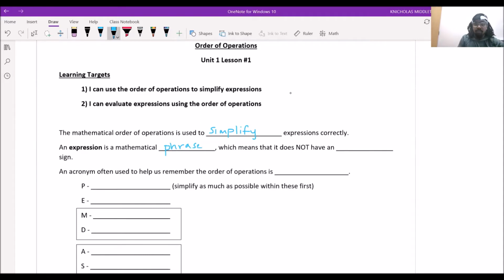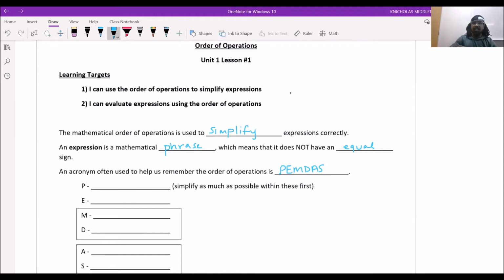Which means that it does not have an equal sign. It's not a mathematical sentence, because a mathematical sentence has an equal sign, but it's a mathematical phrase, like a piece. An acronym often used to help us remember the order of operations is PEMDAS, or Please Excuse My Dear Aunt Sally.